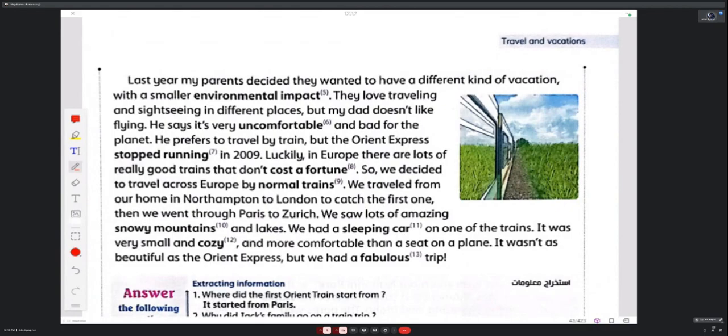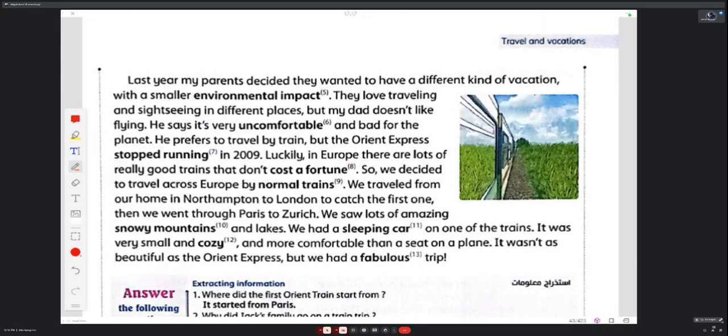Last year, my parents decided they wanted to have a different kind of vacation with a smaller environmental impact. They love traveling and sightseeing in different places, but my dad doesn't like flying. He says it's very uncomfortable and bad for the planet. He prefers to travel by train, but the Orient Express stopped running in 2009, likely in Europe. There are lots of really good trains that don't cost a fortune.